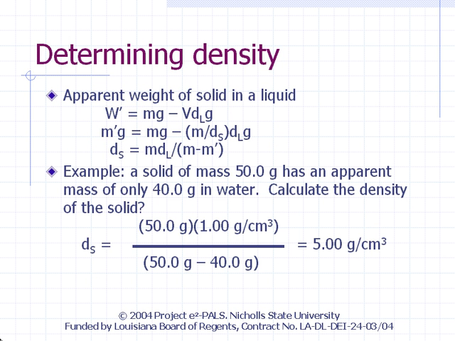The apparent weight of a solid in a liquid, shown here as W prime, is given by the downward force of gravity, mg, minus the upward force due to buoyancy, which is equal to the volume of the object times the density of the liquid, times the acceleration due to gravity. Let's define m prime as the apparent mass of the solid when it's in the liquid. W prime equals m prime times g, and replace the volume of the solid, V, by m over d sub s, where d sub s is the density of the solid and m is the actual mass.